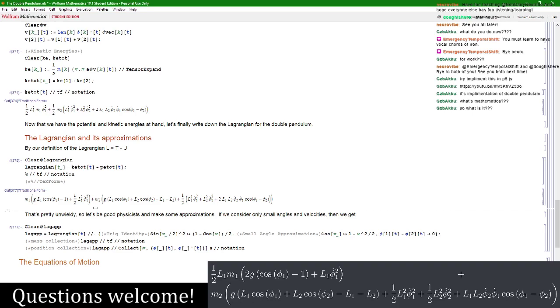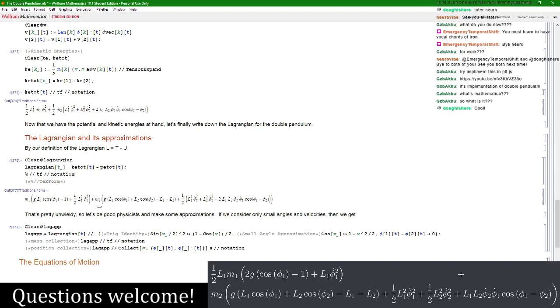And it is beautiful. At least I think it is. I do think it is. I guess I've made a change to the TF command since then, but this is the same expression as the one down here. This thing right here. The full-blown Lagrangian for the double pendulum. And I do think it is quite beautiful.